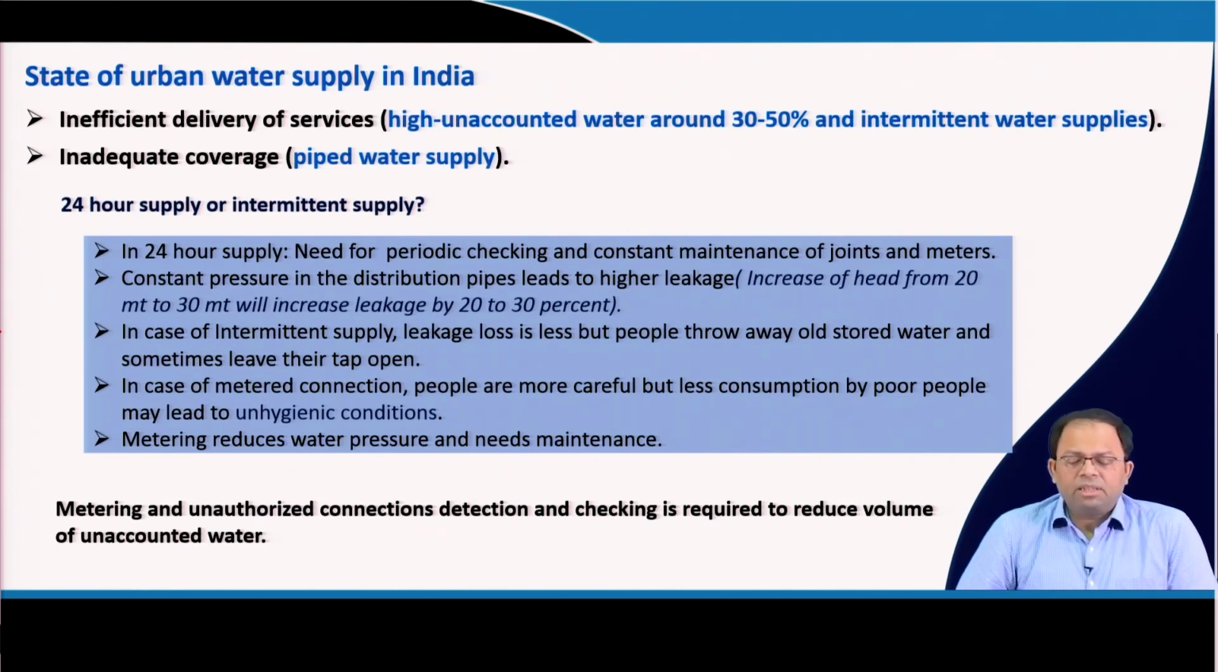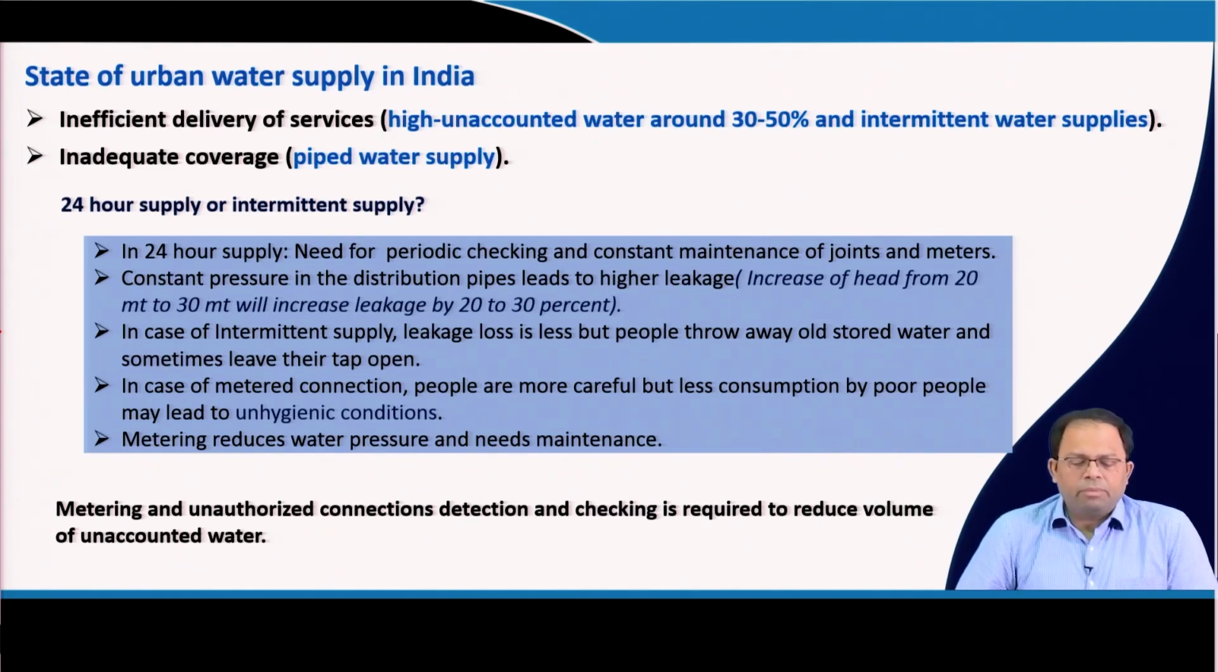In case of intermittent supply, leakage loss is less, but people throw away old stored water and sometimes leave their tap open. In intermittent supply, people sometimes store the water because in the intermediate time period when there is no water supply, they will use this stored water, and when new water comes in, they will just throw away the old water.